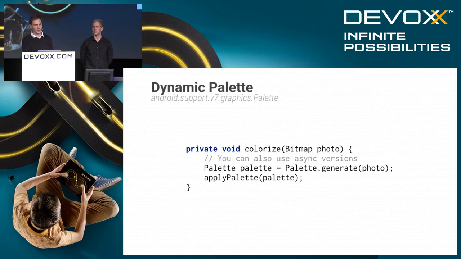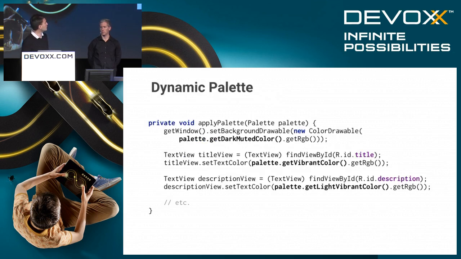So this is how the API works. You just call palette.generate, and you pass a photo. There's an async version of this API called generate async, and you can specify a callback. It will work in the background, and here I just call apply palette. It's a function in my code. So this is the kind of code that you have to write in your application if you want to colorize the UI based on the palette. It's a little more difficult than using a standard XML theme.